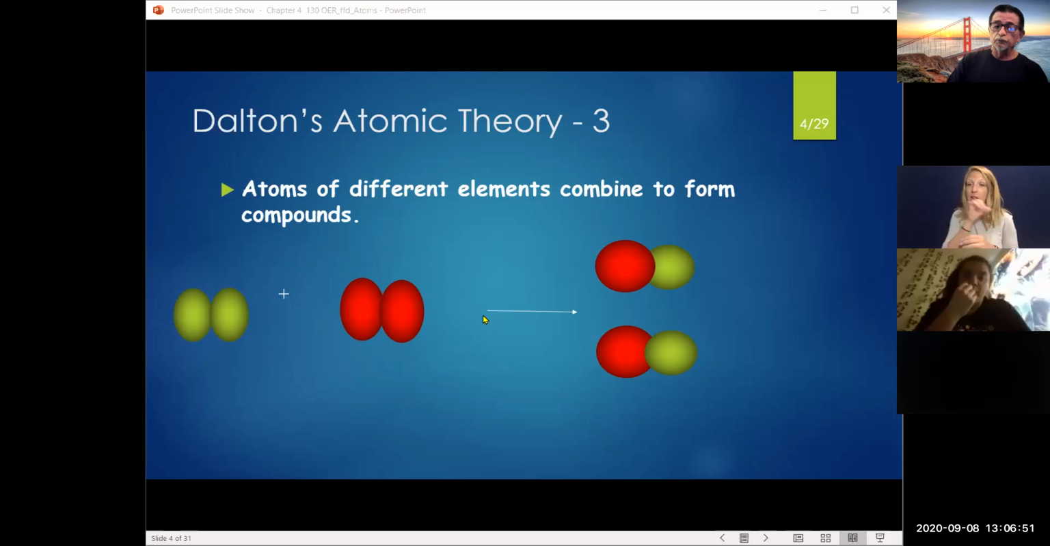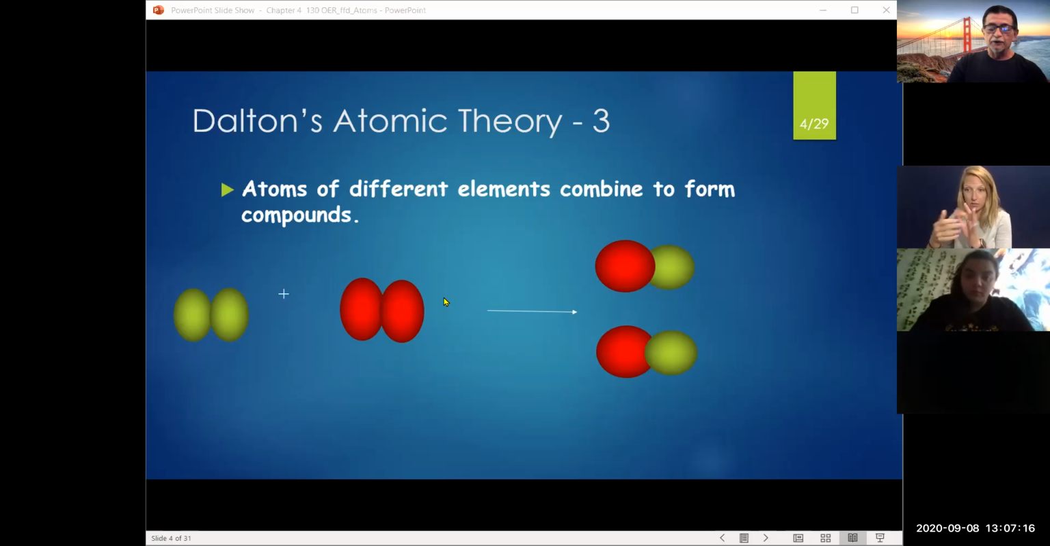Dalton's theory was that when we put different elements together, we form what we call compounds. In this example, we've got two different diatomic elements. They exchange partners, and we make a red and a gold color compound, whatever that may be. But a compound, again, we define as a chunk of matter made up of more than two different atoms.